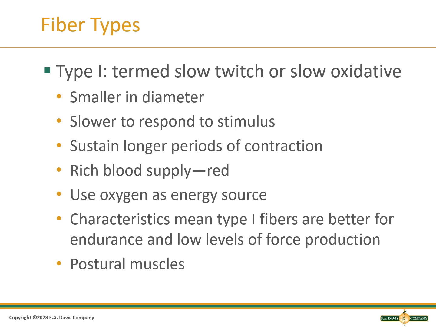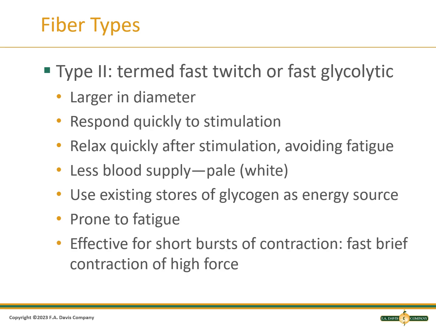We find lots of type 1 fibers in our postural muscles because they're good for low force production and long endurance. We'll compare that with our type 2 fibers, which are our fast twitch muscle fibers. They're larger in diameter, therefore they're quicker to respond, but they relax quickly after stimulation in order to avoid fatigue because they have less blood supply. They're described as white fibers or pale muscle fibers because of that decreased blood supply.